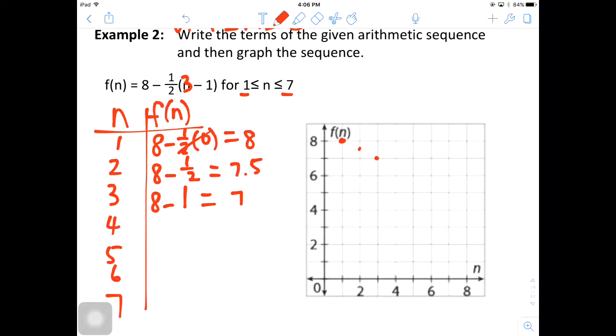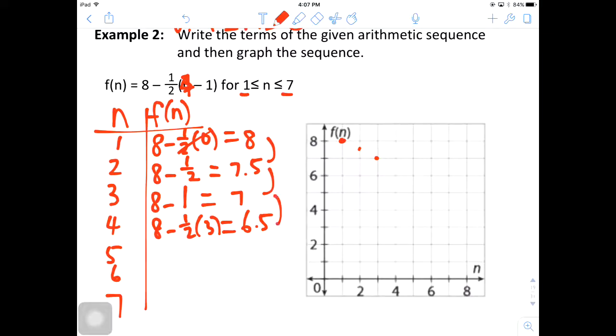And at 4, it's going to be 8 minus half of 4 minus 1. That's going to be 1/2 times 3, or 8 minus 1.5, which is 6.5. So apparently this list is going down.